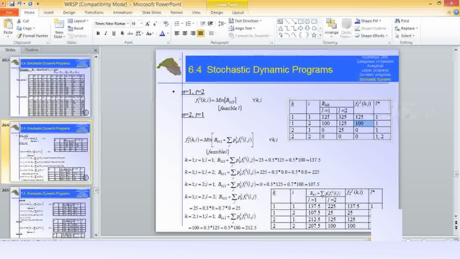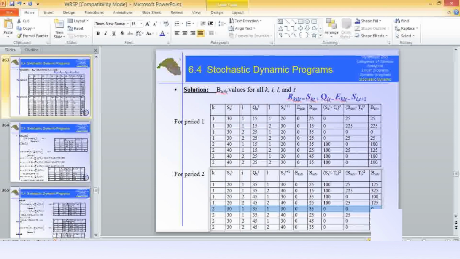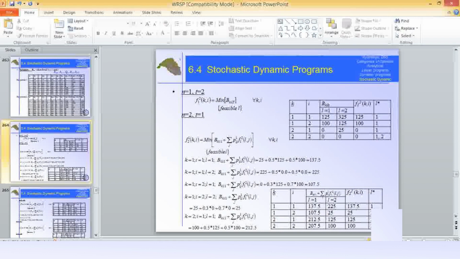Similarly, 2, 1, and feasible values of L could be 1 or 2. When it is 1, 2, 1, 1 for period 2 means 0. 2, 1, 2 means 25. And the smallest of the two is 0. That would occur when L is 1. Then 2, 2, 1 is 0 and 2, 2, 2 is 0. The smallest of the two is 0. That could occur either when L is 1 or L is 2.